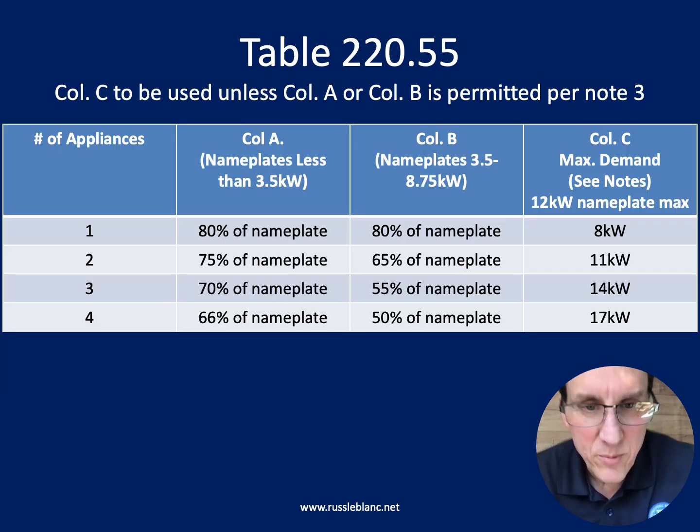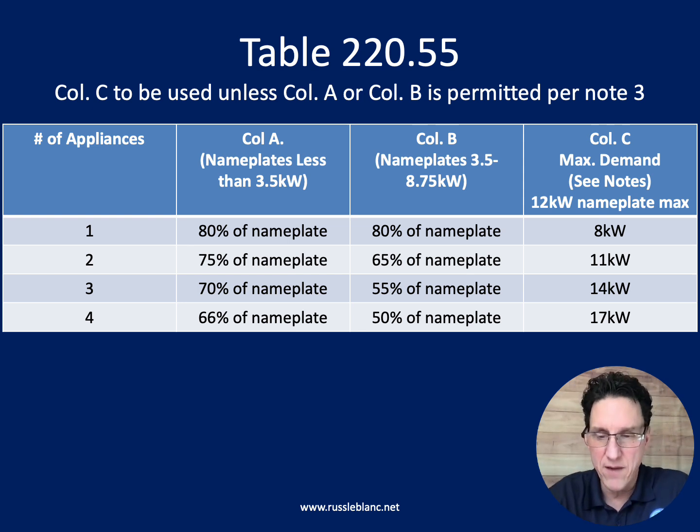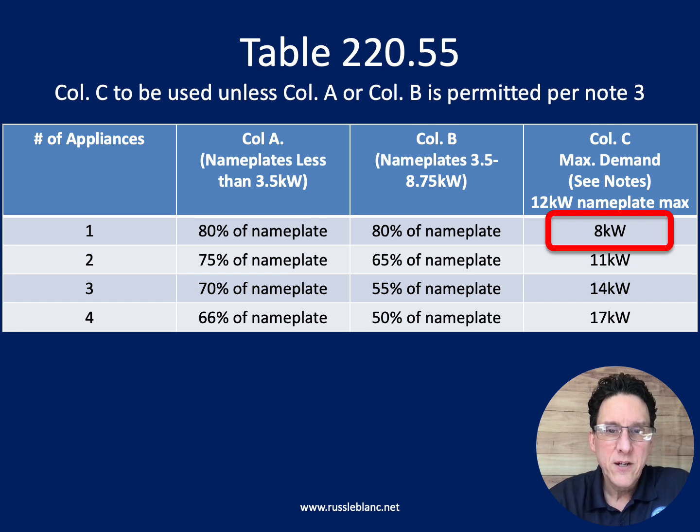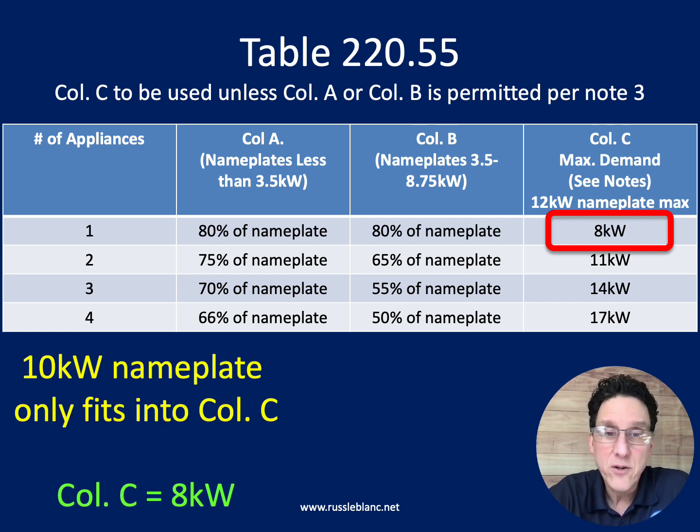Okay, let's take a look at table 225 and figure out this answer here. A 10 kW nameplate only fits in column C, doesn't fit anywhere else. Right? So you just have to read column C, and that's it. You're all done. 8 kW. That's the minimum permitted branch circuit load calculation.